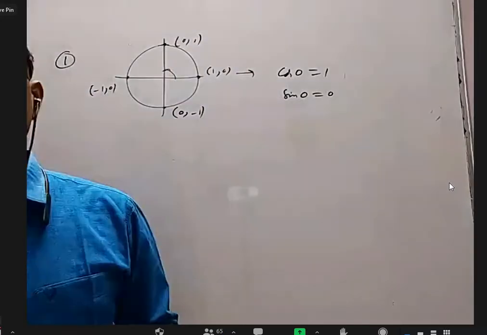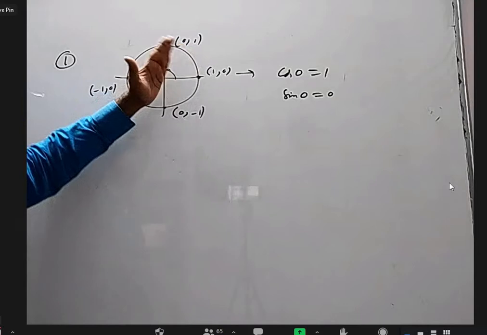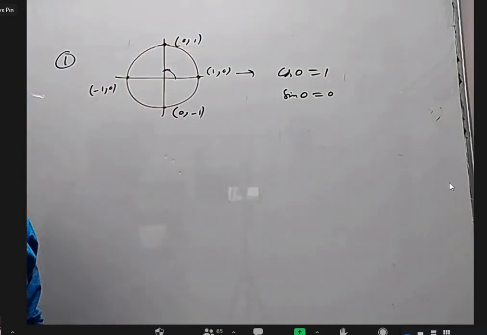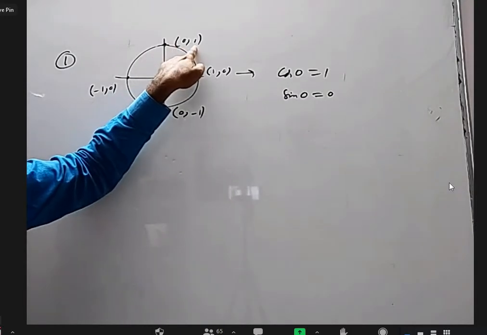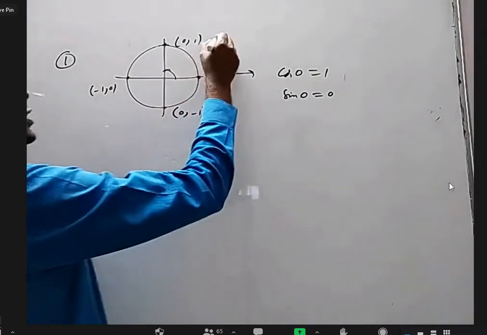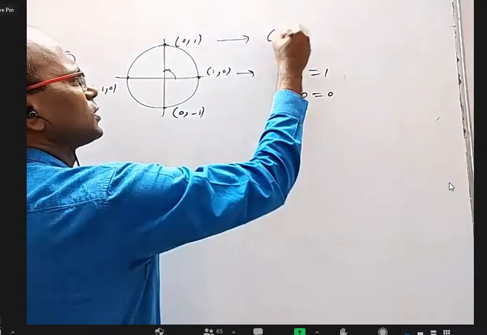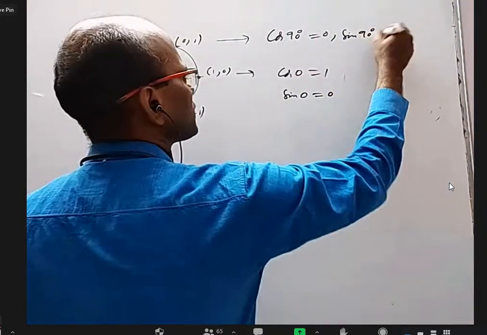Yes, sir. Understood. Okay. Now coming to this point, this initial ray, how much angle should it be turned to reach there? 90 degrees, sir. 90 degrees. That means this x coordinate should be cos 90 and this y coordinate should be sin 90. So based on this, I can directly write cos 90 degrees is 0 and sin 90 degrees is 1.